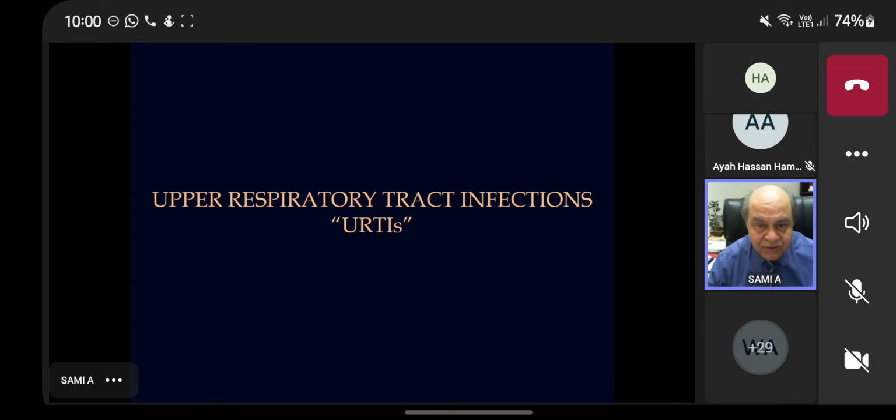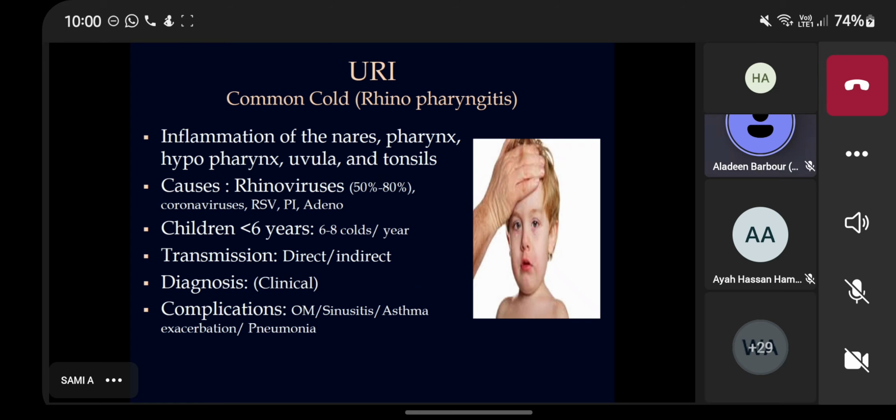Now let us start with upper respiratory tract infections. Now, the common cold, also known as rhinopharyngitis, is an inflammation of the nose, pharynx, hypopharynx, uvula, and tonsil. The common cold accounts for approximately 22 million missed days of school and 20 million absences from work, including parents taking time away from work while caring for ill children.